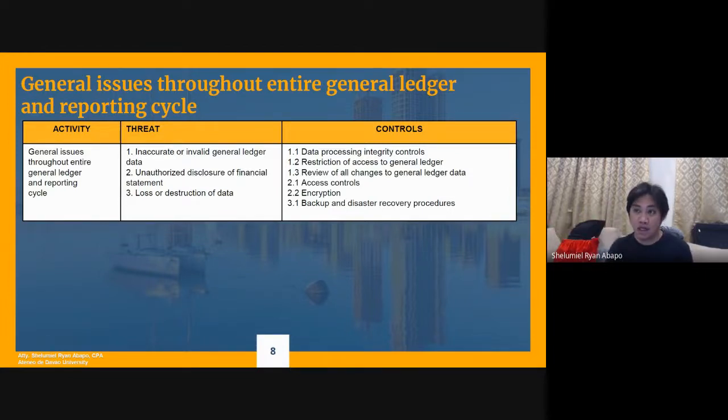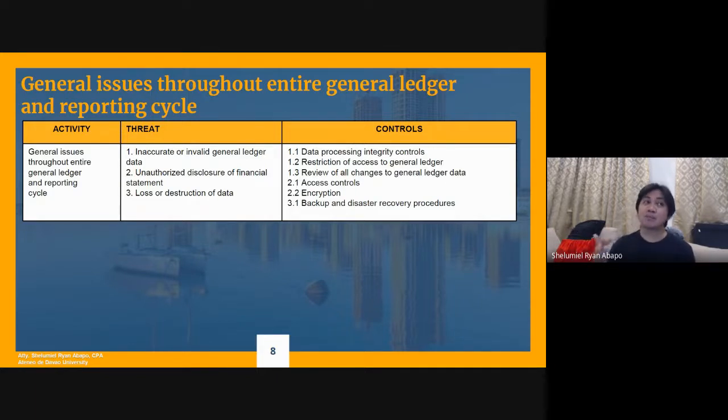That's 2.1. Okay? Which we have already discussed kasi yung access controls na yan, general principle niyan is that you only give access to trusted individuals or individuals with certain possessions.